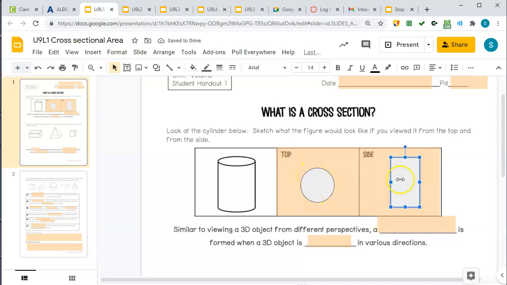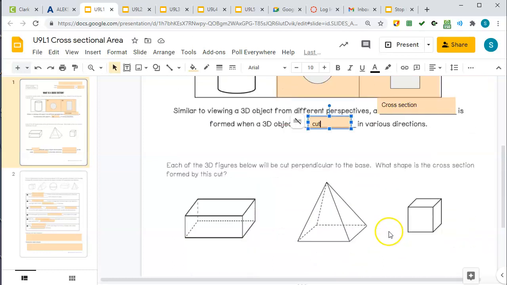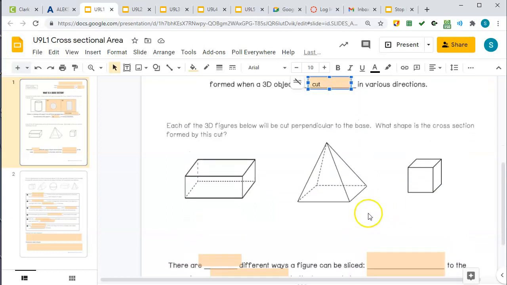Alright, so we've got the top view and the side view, and there can occasionally be more than one side view. Similar to viewing 3D objects from different perspectives, a cross-section is formed when a 3D object is cut in various directions. So we're going to actually cut the shape and then look at what it looks like along our cut.